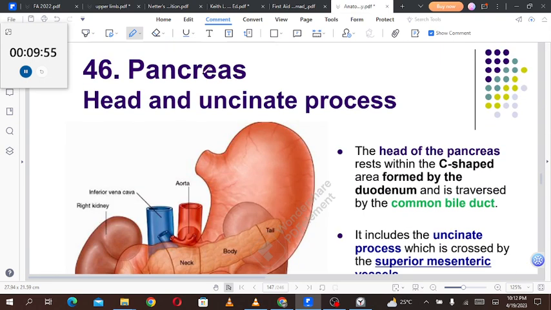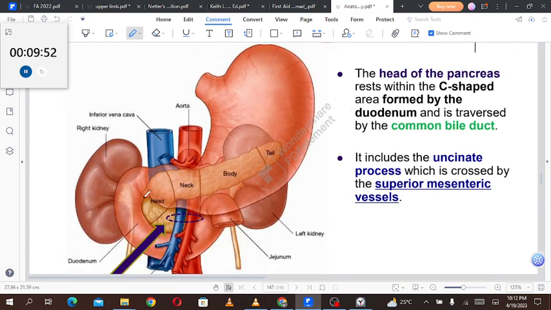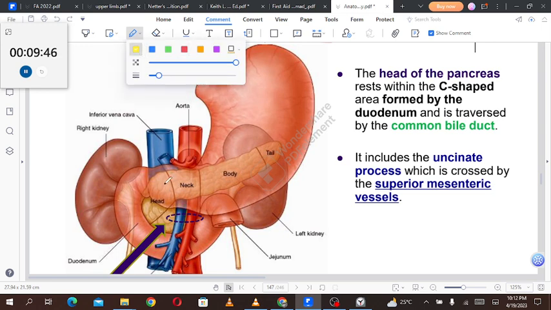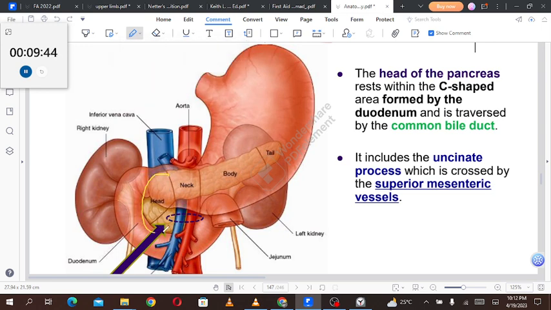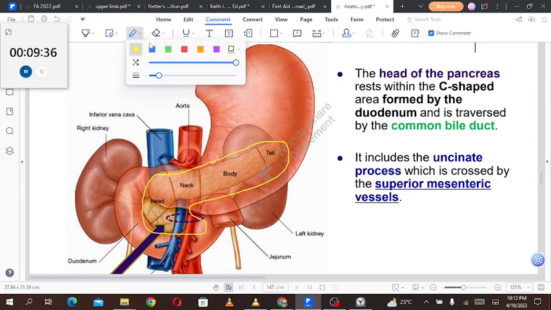Okay. Then we have the pancreatic head and uncinate process. So this is the pancreatic head and the uncinate process. Let me draw it with the yellow color. So this thing is the pancreatic head, and then we have the uncinate process like this, and then over there. So this is the head, and then we have the uncinate process.